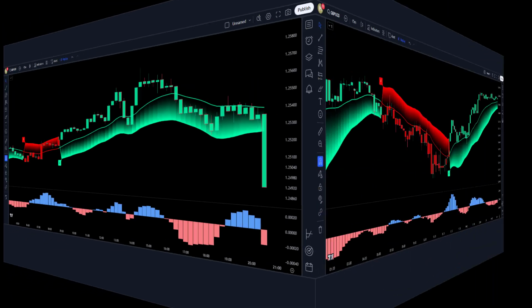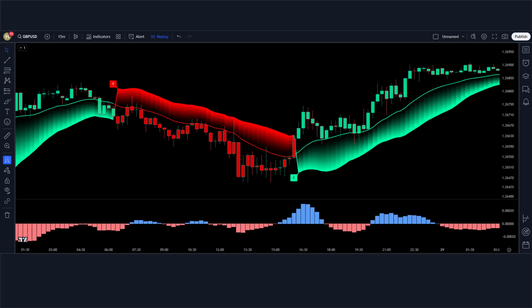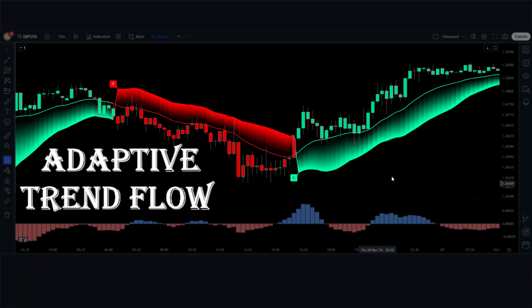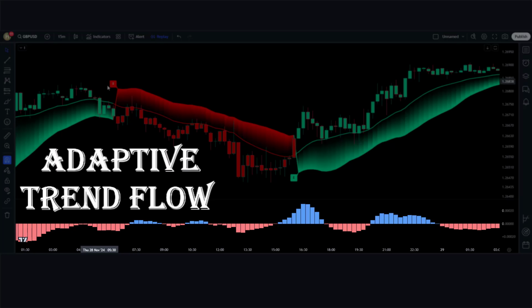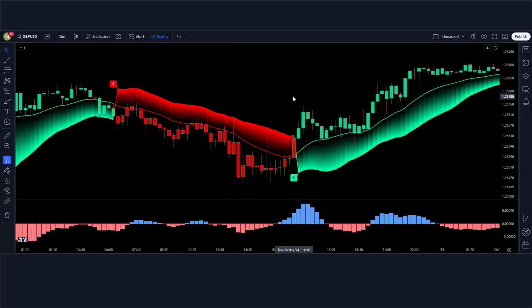Let's get started on this journey to trading success. The long-short signal indicator that we see in the chart is called Adaptive Trend Flow. And the bottom indicator that we can see in the chart is called Adaptive MACD.